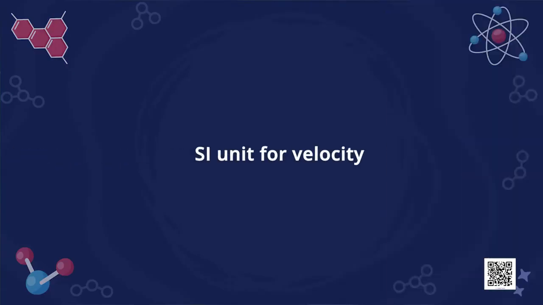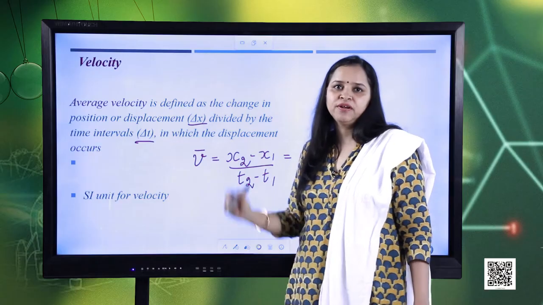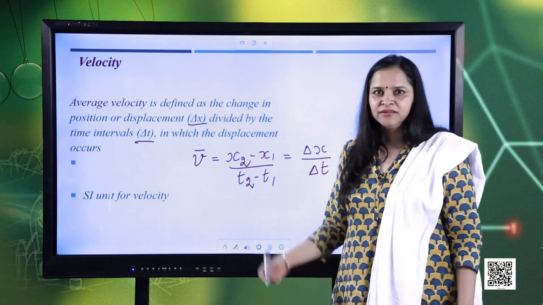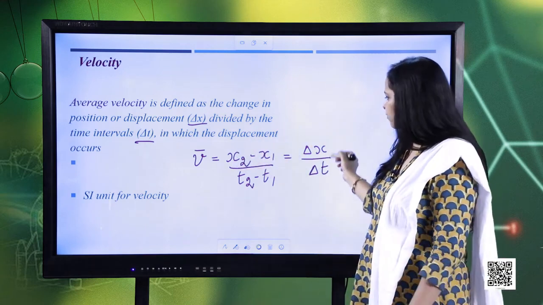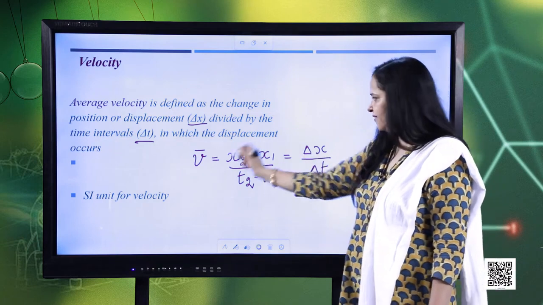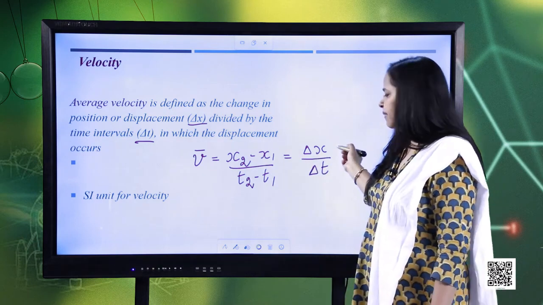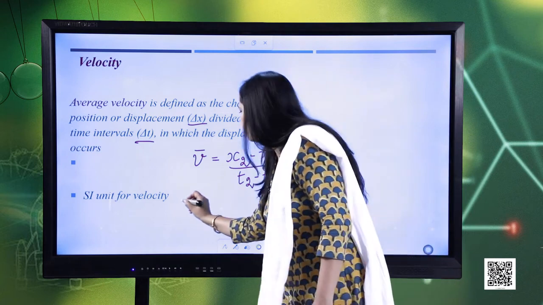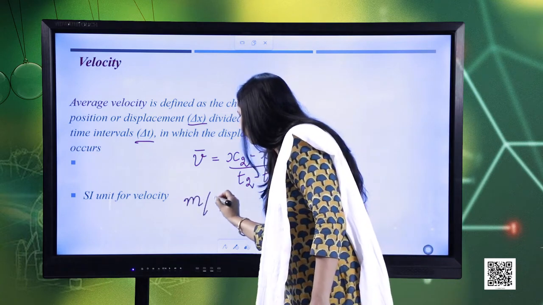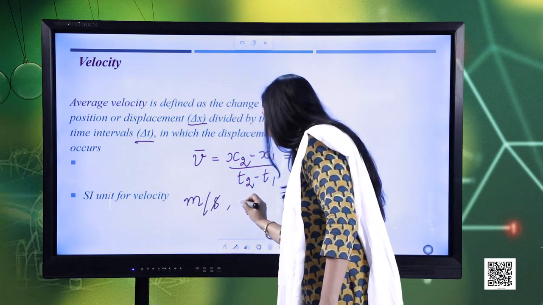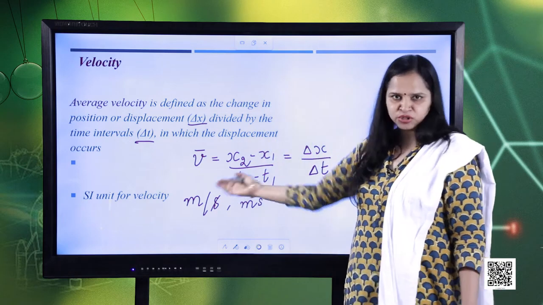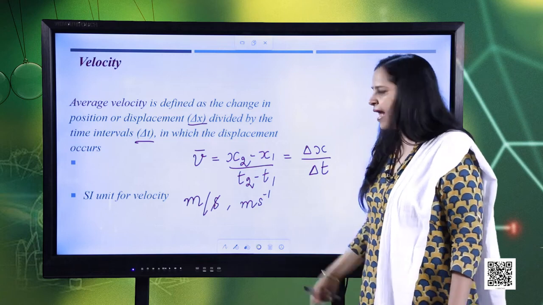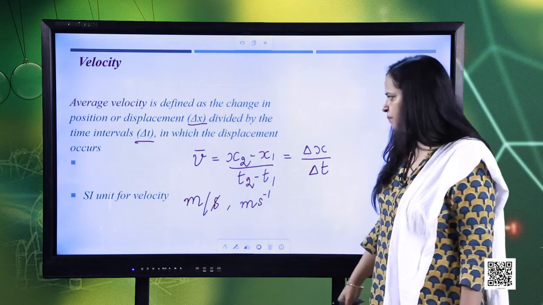Now let's come to the SI unit of velocity or average velocity. What will be its SI unit? By the formula itself we can see, since it is displacement upon time, its SI unit will be meters per second. We can also write it as meter second to the power minus 1. So these are two ways of expressing the average velocity.